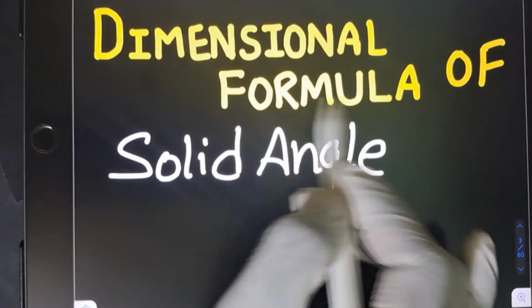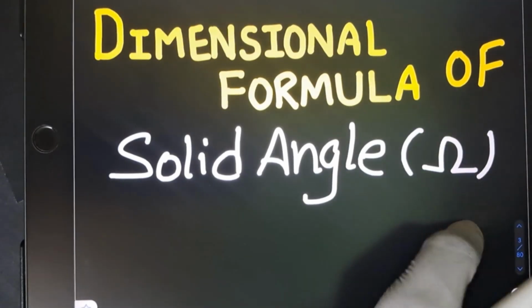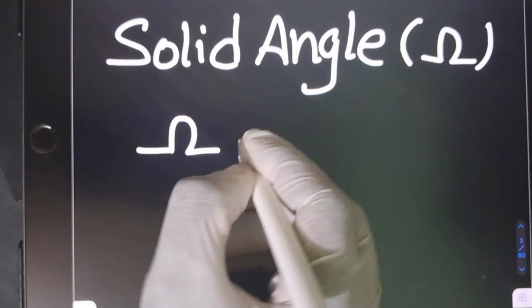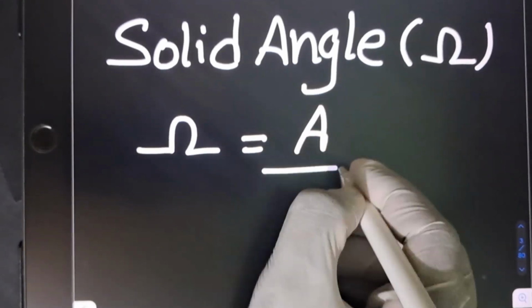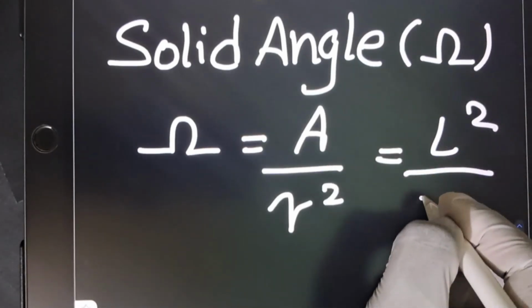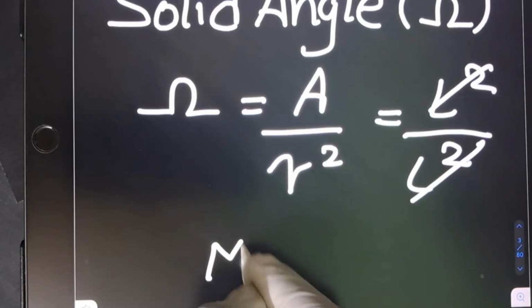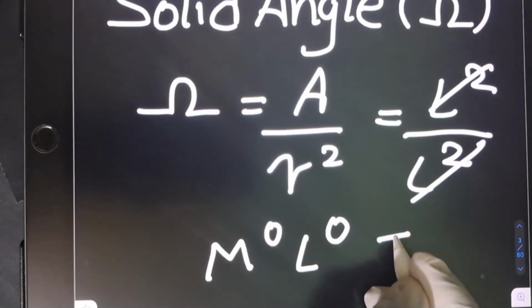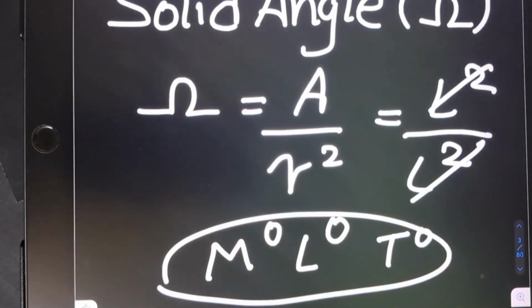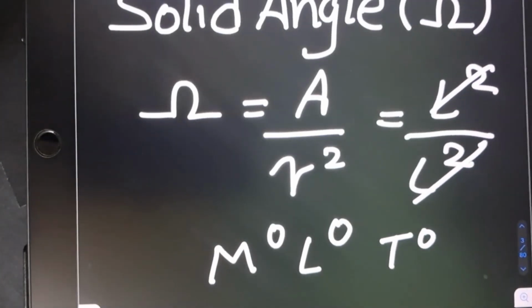To find the dimensional formula of solid angle, it is omega. Omega is equal to A by R square, area by radius whole square. Here area means length into breadth, so L square, and radius L, so R square is L square. On cancellation of length, we get M power 0, L power 0, T power 0. Solid angle is dimensionless, no dimensions.